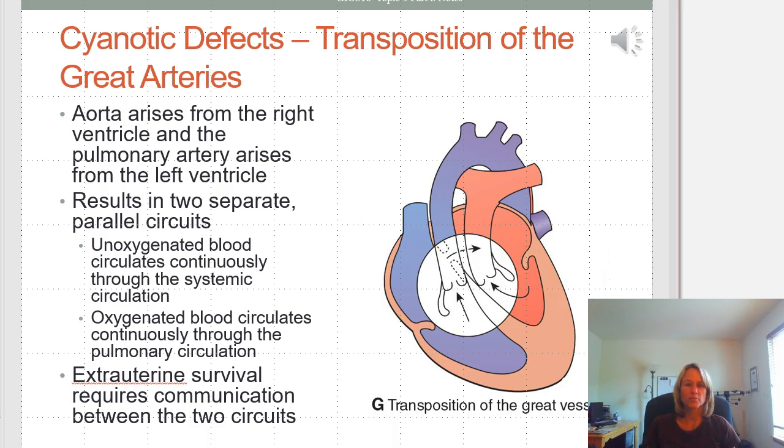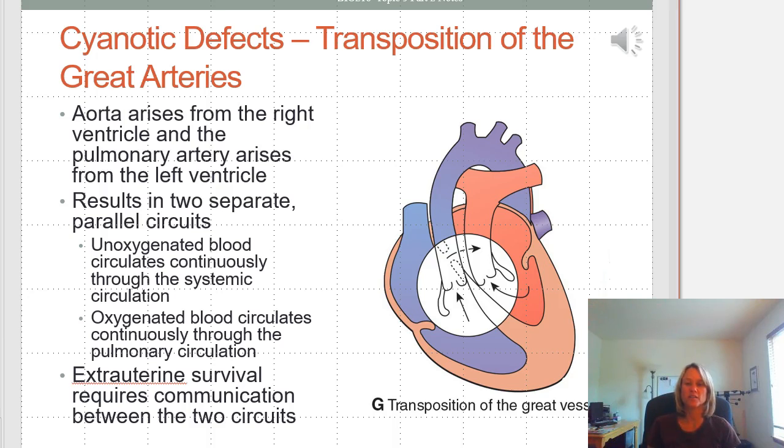Okay, last but not least, we have transposition of the great arteries. This is where the aorta comes out of the right ventricle, which pumps blood into the body, and the pulmonary artery comes out of the left ventricle, which pumps blood to the lungs. So this is going to result in two completely separate parallel circulations.